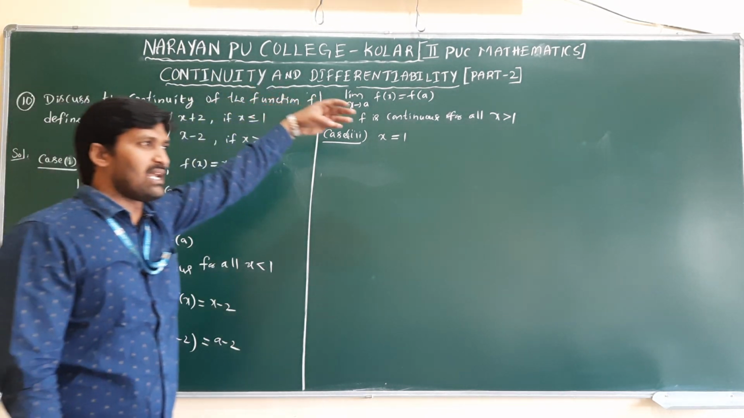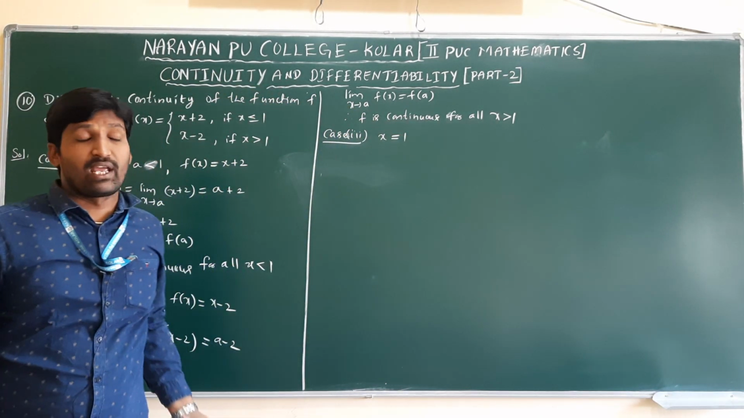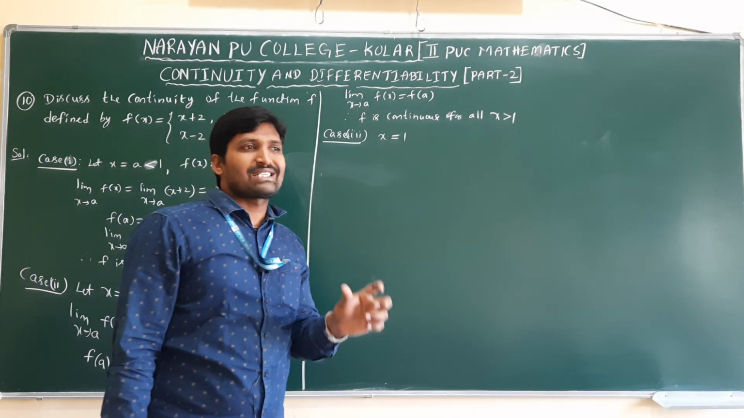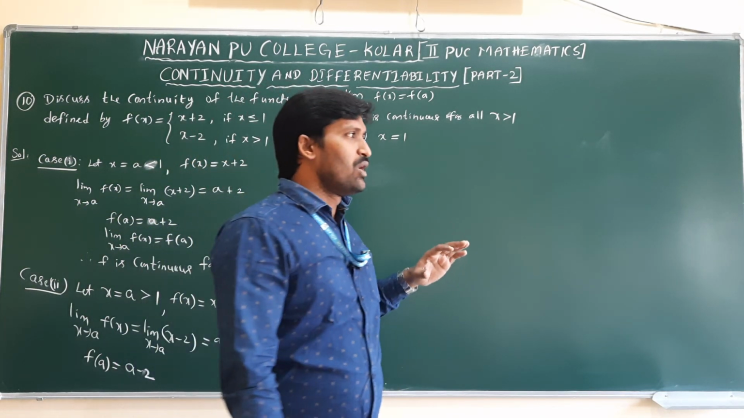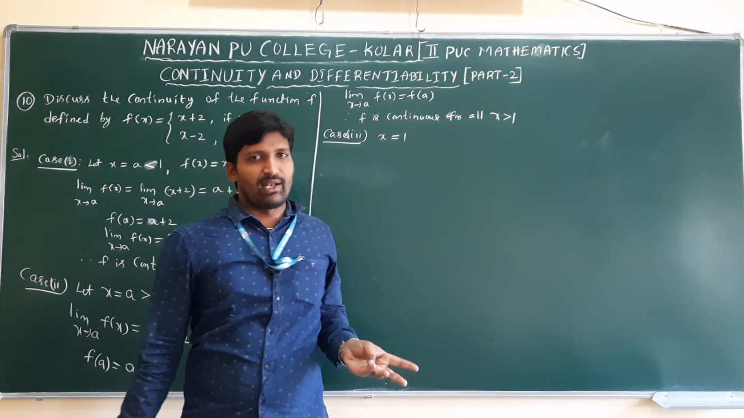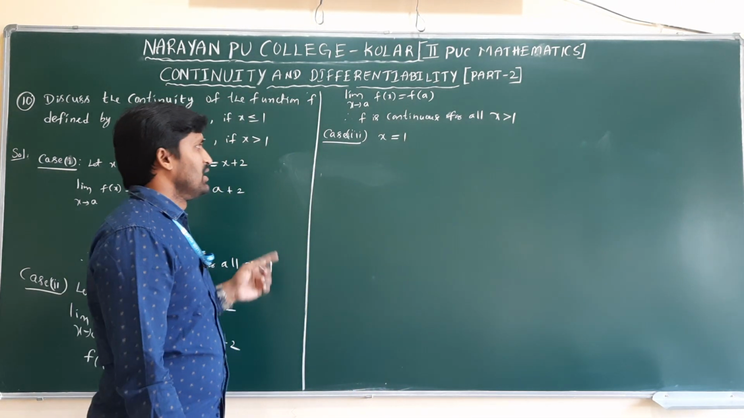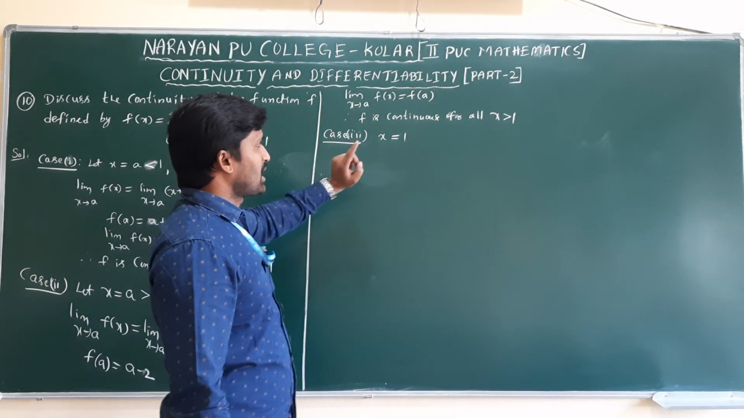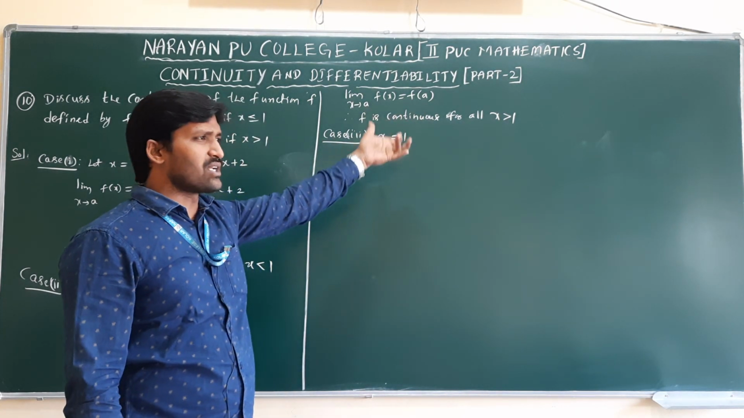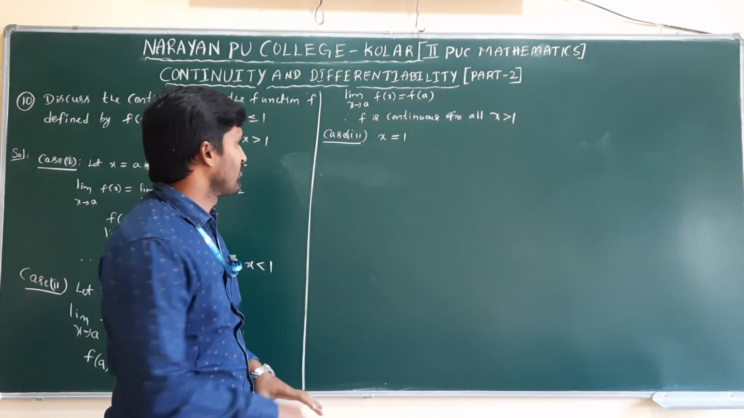That means we need to apply LHL, RHL and f of a. When f is continuous at x equal to a, we need to check all three values LHL, RHL, f of a. When these three values are equal, then we can say that f is continuous at x equal to a, or x equal to, in this point, 1.